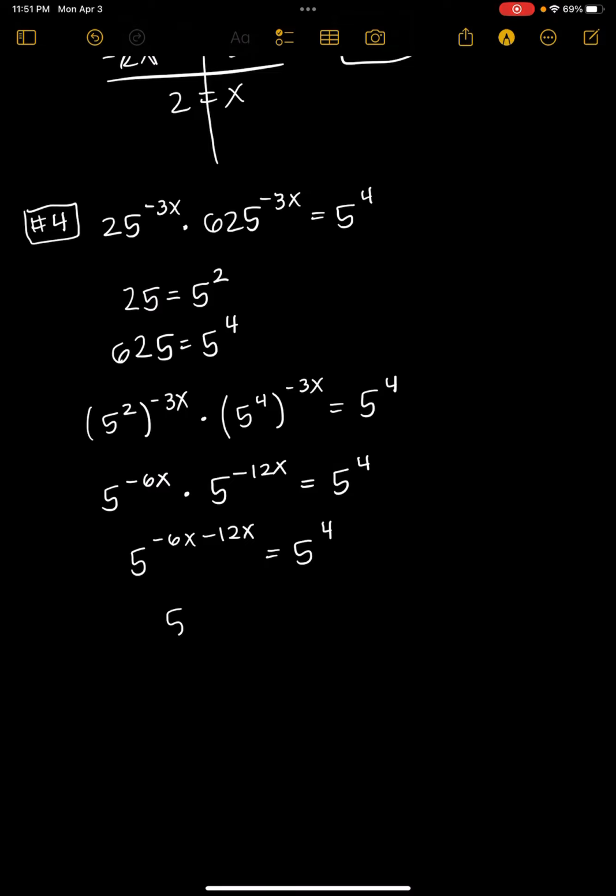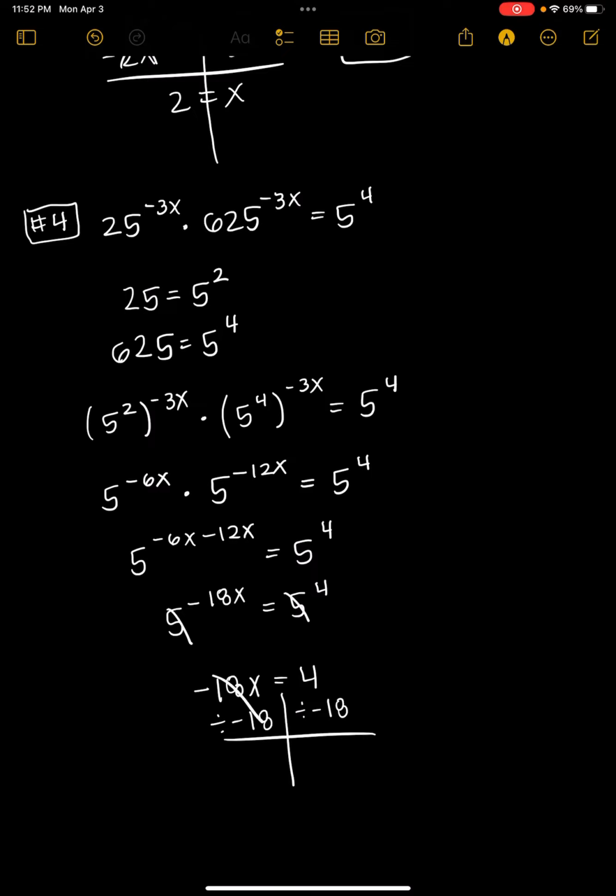When I simplify that, I end up with 5 to the power of negative 18x is equal to 5 to the 4th. Now they have the same base numbers on each side, and there's only one on each side, so we can cancel those 5s out. We're left with negative 18x is equal to 4. Then to solve it, I'm going to divide each side by negative 18. The 18s cancel out over here. We're left with x is equal to negative 4 over 18, which can simplify to be x is equal to negative 2 over 9. And this is my answer. That's how we solve exponential equations.